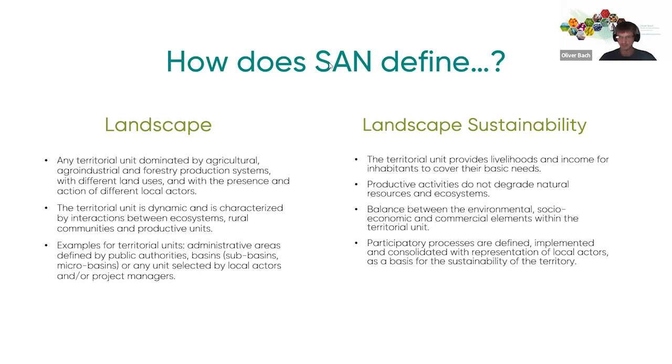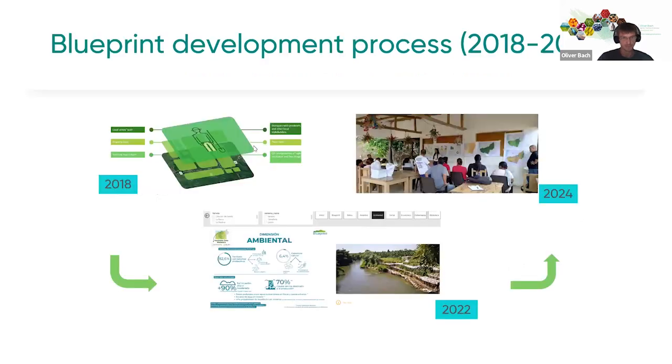What is a sustainable landscape for us? It needs to provide decent livelihoods and income to cover the basic needs of the people. Productive activities should not degrade the natural resources and ecosystems. There should be an overall balance between socio-economic development and environmental conservation. And the processes within the sustainable landscape should be participatory, right? In a democratic way, with the local actors as protagonists.